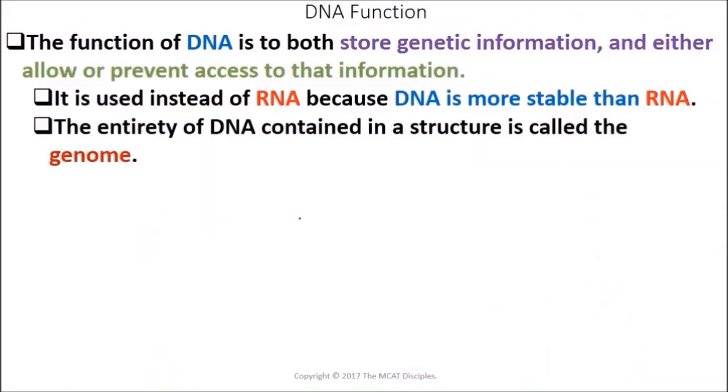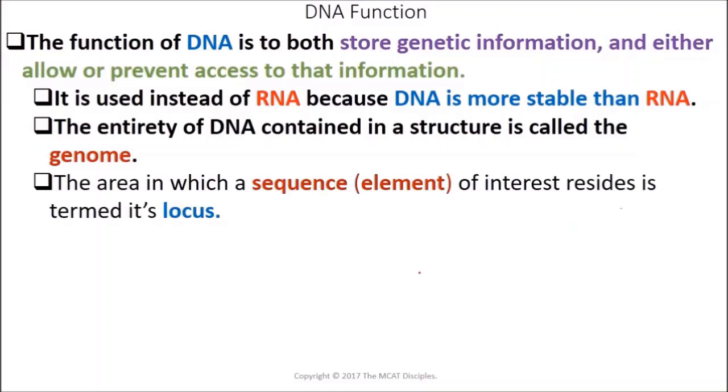The entirety of DNA contained in a structure, for example the nucleus, is called the genome. If it's in the nucleus, it's called the nuclear genome. If it's in the mitochondria, it's called the mitochondrial genome. So when you talk about a genome, you're referring to all the DNA found within some structure.